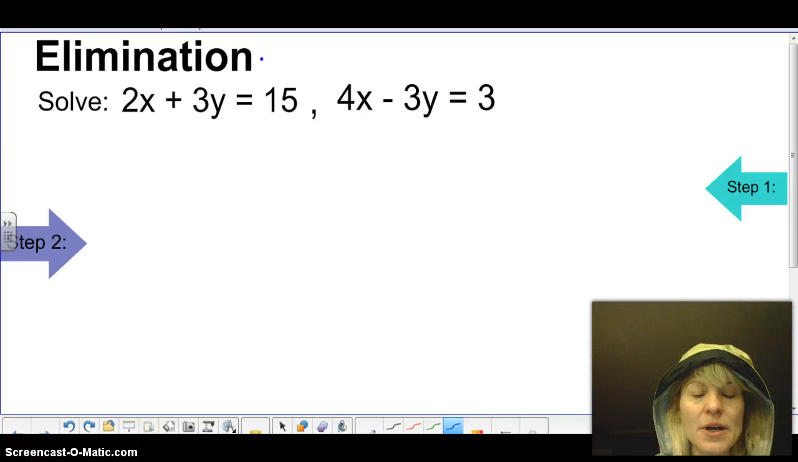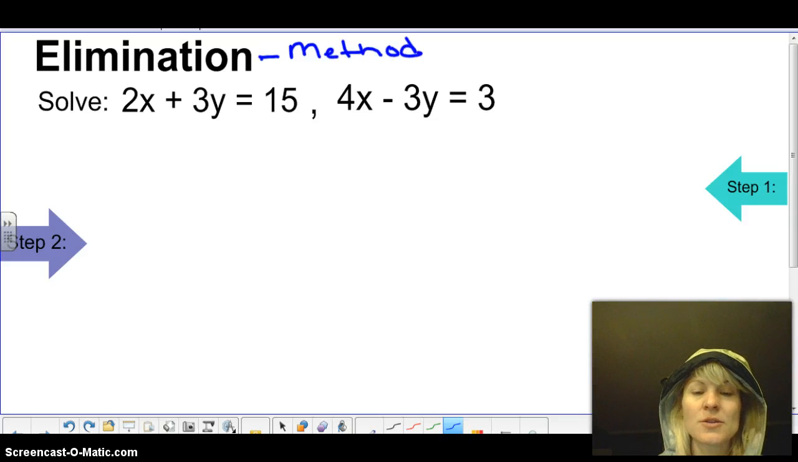So we're going to start our last method of systems of equations. It's called elimination. So elimination is a method for our systems of equations. It's one thing that we could do to figure out the intersection point of these two lines. We've talked about substitution and graphing so far, and our third process is elimination.